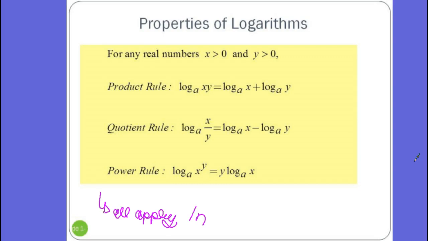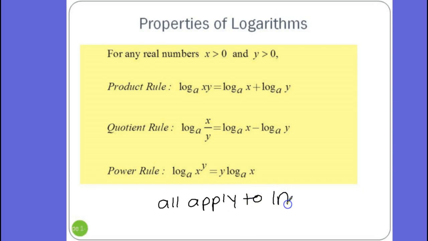All of these apply to ln. I think there was a time when my board was not very user friendly. So basically, everywhere you have a log, you could replace log with natural log, and all of these rules are true. Instead of making you write out all the rules for natural log also, everywhere you have a log, you could replace it with a natural log, and it would still be true.